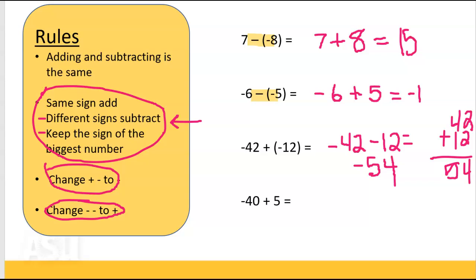All right, the last one, we have -40 plus 5. Those are different signs, so we're going to subtract. 40 minus 5 is 35. And keep the sign of the bigger number. 40 is bigger than 5, so we'll keep the negative sign.